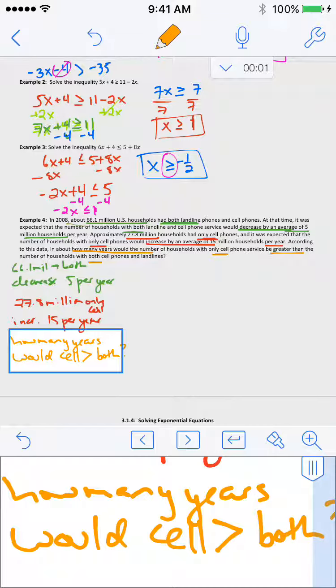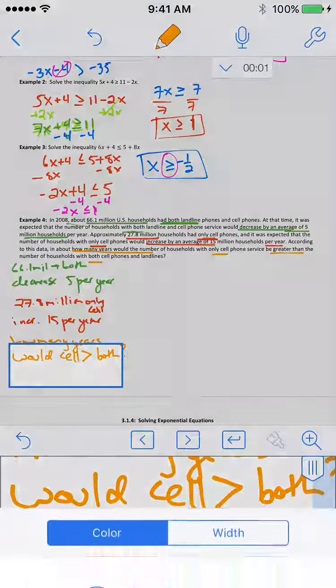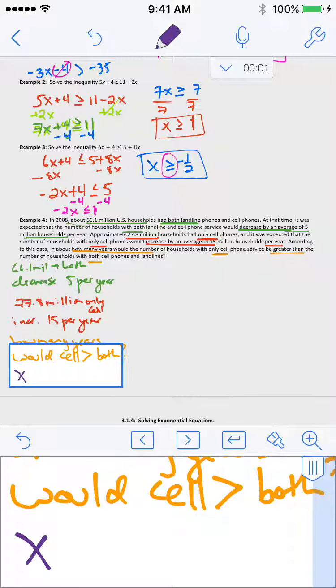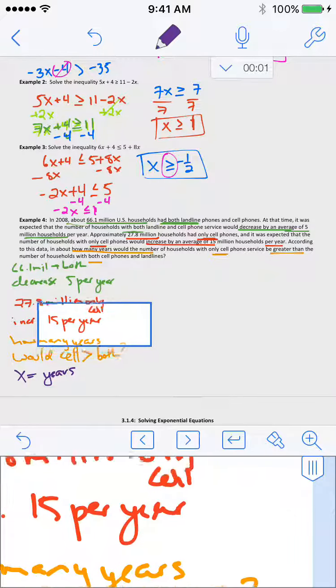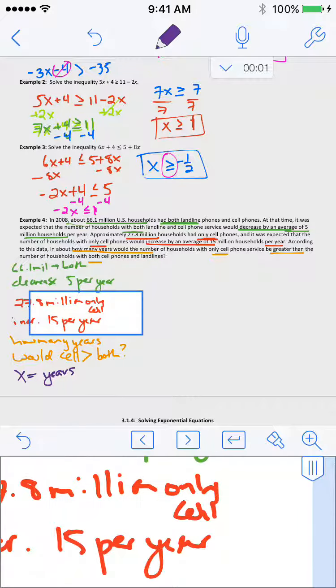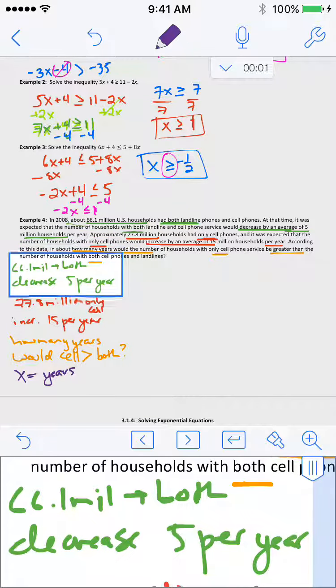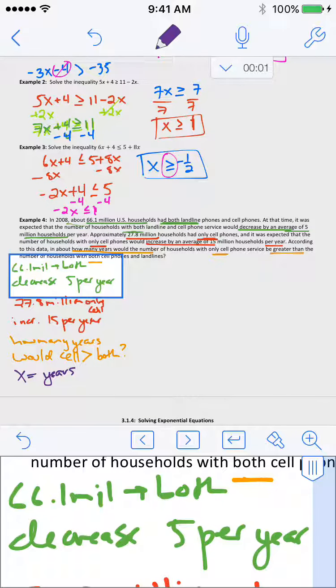Well, then that means it would take 2 years for cell to be greater than both, right? And translate it back. So in other words, x is going to represent the years, whatever those years end up being. It's going to represent how many years until cell is greater than both, right? So x represents how many years. And I notice the year also happens a lot up here. So that's good. I can make expressions out of these that involve x because it's per year, right?